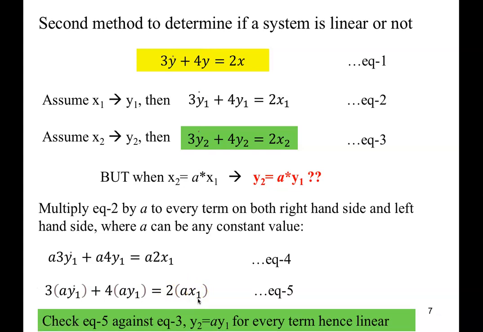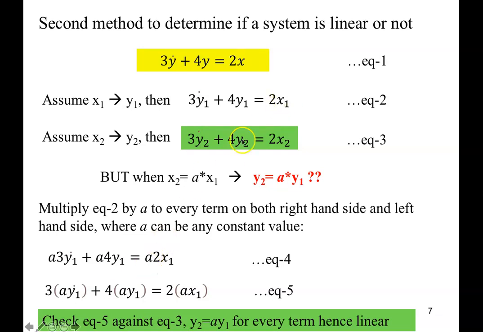Now, if you compare this new equation, equation number 5, to equation number 3, I get x2 equals a x1, y2 equals a y1, y2 dot equals a y1 dot. Therefore, y2 equals a times y1. So that stands. Therefore, my system is linear.